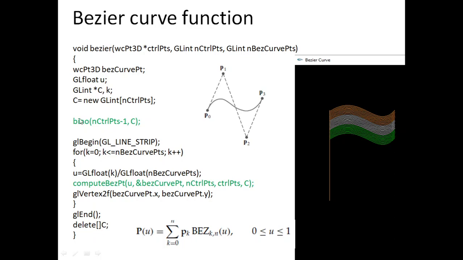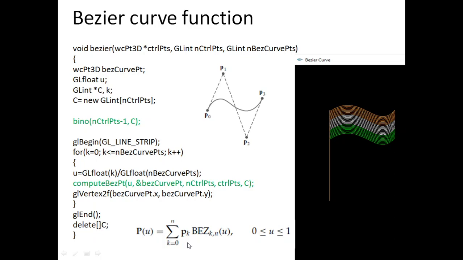Okay. Now we'll start from here. We are declaring c here. So we have to calculate the binomial, n control points minus 1. So 3 minus c. What is the formula? Here you see the formula. P of u equal to sum of Pk BEZ k,n of u. Okay, this formula we have to calculate.